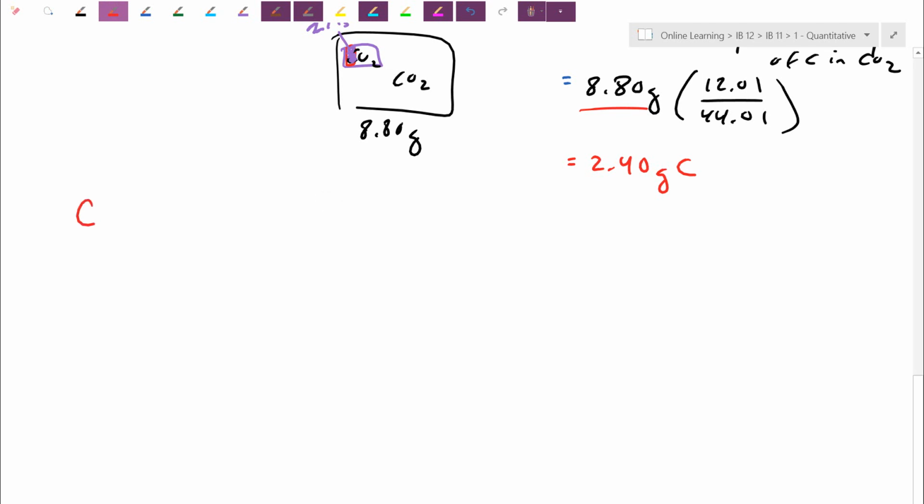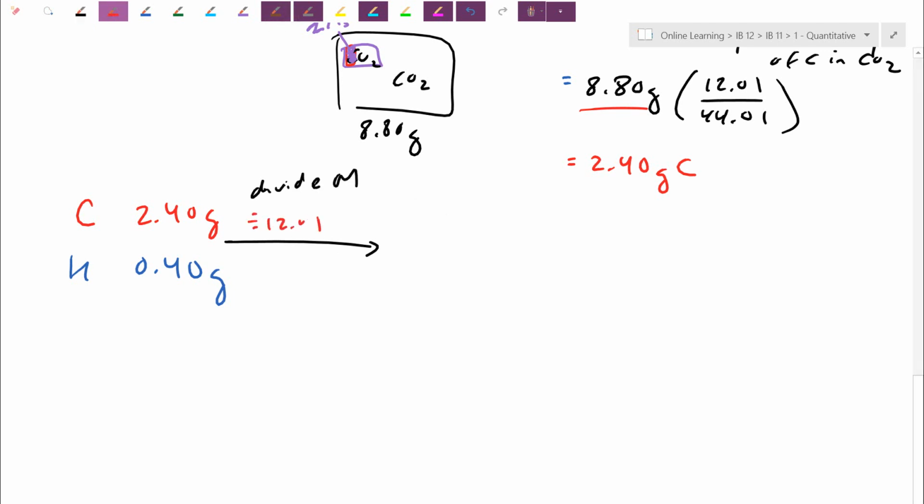So set up a row for carbon. 2.40 grams is that. Hydrogen, we found 3 different methods, 0.40. I'm going to divide out the molar mass first. Divide out the M. Carbon has a molar mass of 12.01. Hydrogen has a molar mass of 1.01.